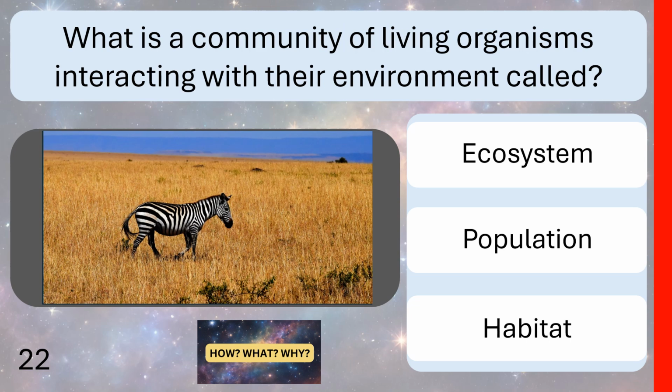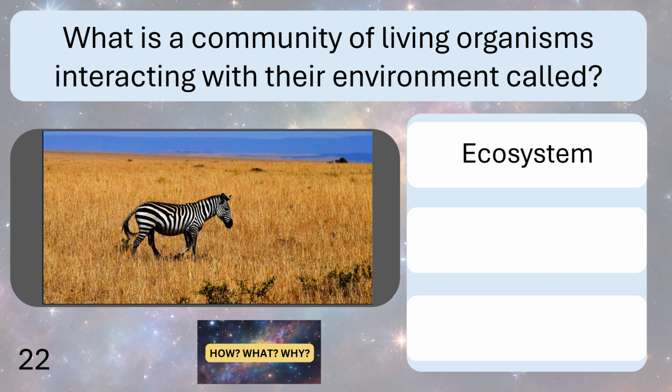Question 22. What is a community of living organisms interacting with their environment called? Is it an ecosystem, a population, or a habitat? Of course, the answer here is ecosystem. Well done if you got that right.